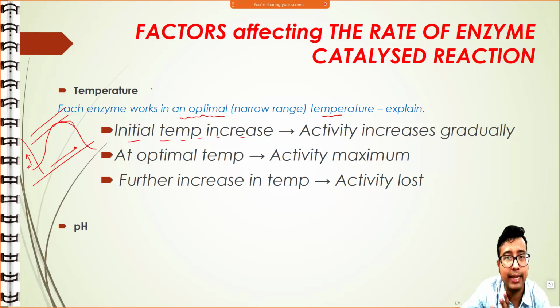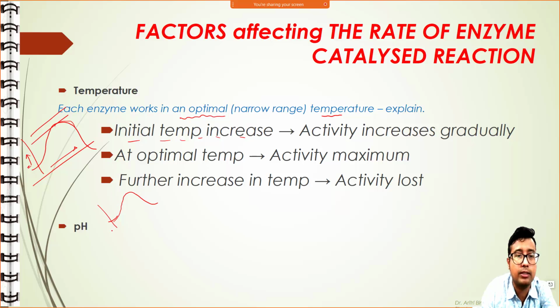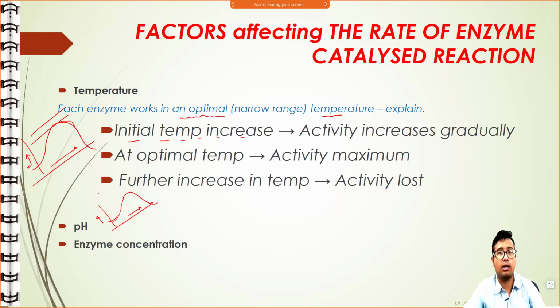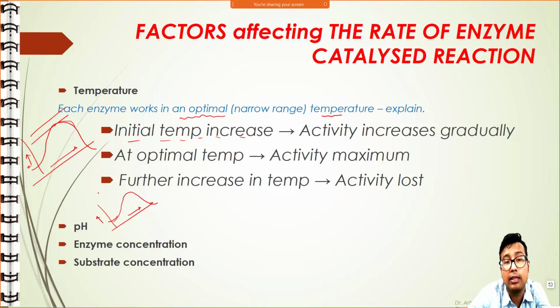There is an optimal pH at which an enzyme will show maximum activity, and after that pH is reached, if you further increase pH, the activity of the enzyme will fall. So if this is pH and this is the activity, it will look like the same bell-shaped curve. Same with enzyme concentration and substrate concentration. Now these two are actually critical. It's not exactly the same.